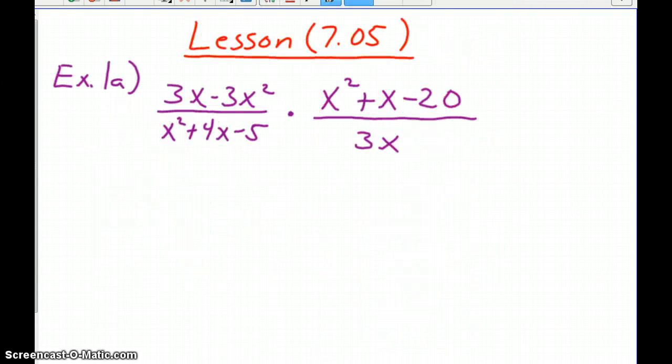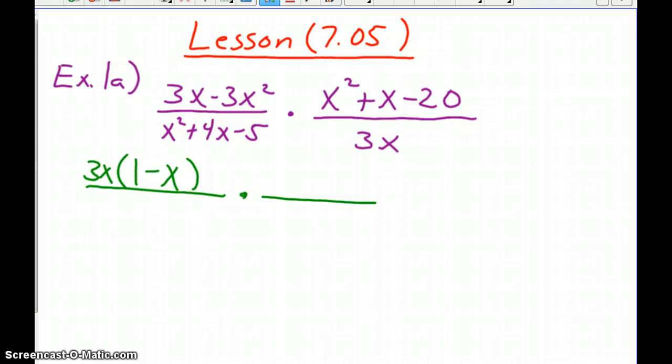Okay, so look at this first one now. We want to multiply and reduce this. So, can you factor the upper left one? Okay, what is it? 3x, and then what? 1 minus x is right. Good job. Okay. Now look at the upper right one. Can you factor that?